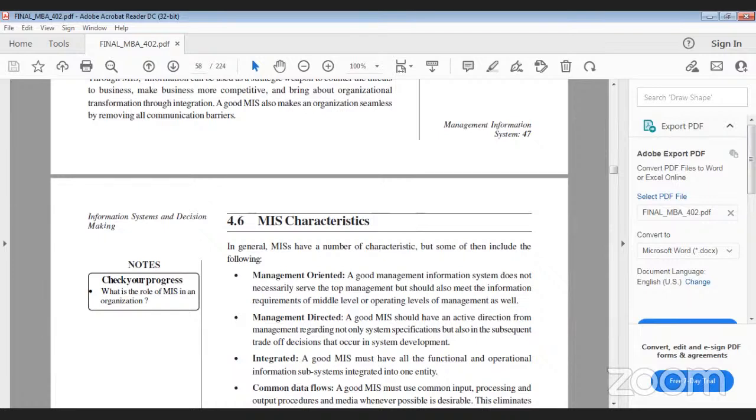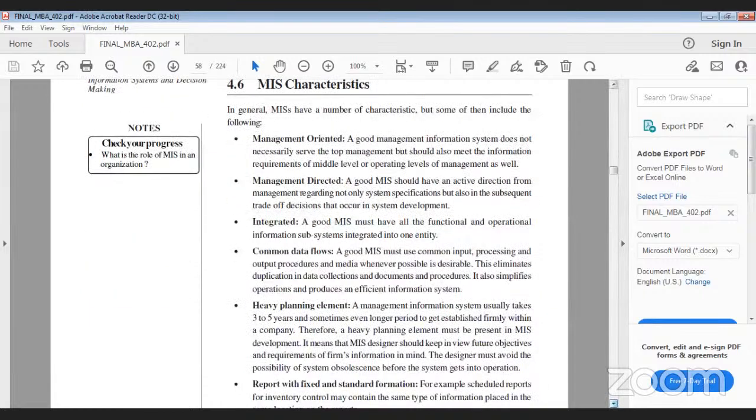Integrated: a good MIS must have all the functions and operation information subsystems integrated into an end-to-end common data flow. A good MIS must use common input, processing, and output procedures and media. Whenever possible, it is desirable to standardize these elements due to the implications in data collection, documents, and the future. It also specifies operations and produces an efficient information system.